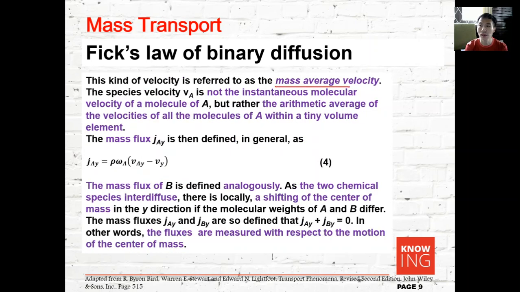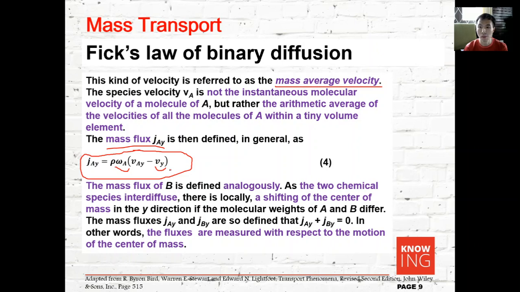That equation 3 is what we define as the mass average velocity. And then we can also define the mass flux j_Ay in a different form, like this. Basically, it is the density multiplied by the mass fraction of A multiplied by the velocity of A in the y direction minus the total velocity of the movement.